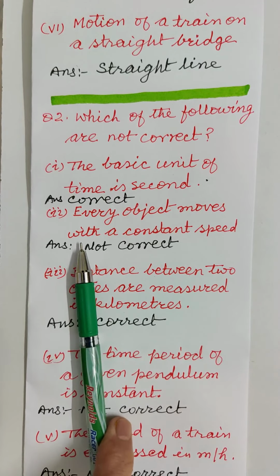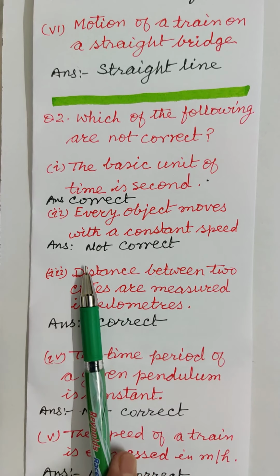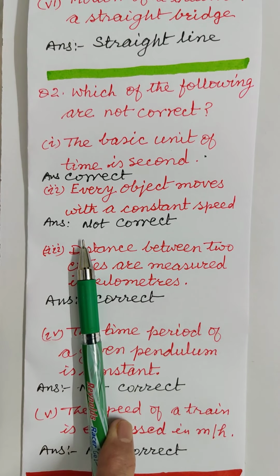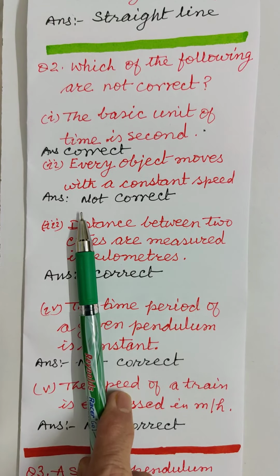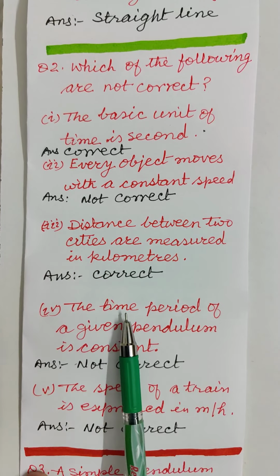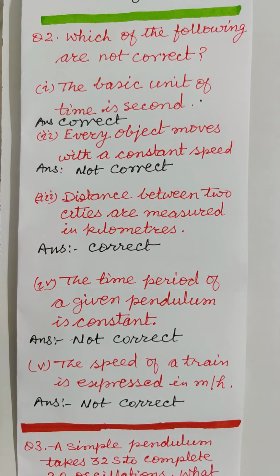Second part of question 2. Every object moves with a constant speed. So it is not correct, since all the objects cannot move with a constant speed. Some objects move with more speed, sometimes an object moves with less speed.